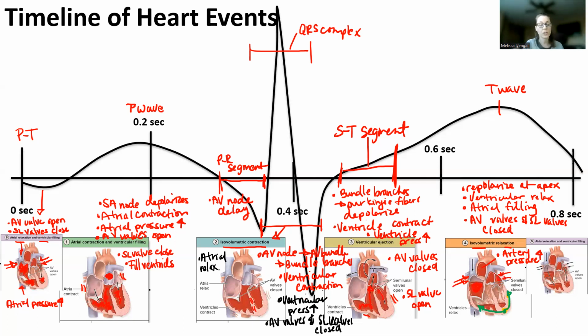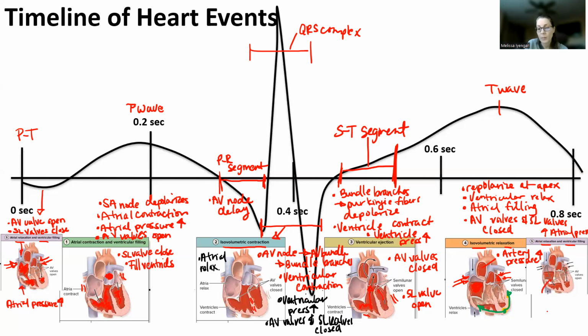Because you have that relaxation, you haven't completely relaxed everything yet. The AV valves are still closed, allowing for atrial filling, and the ventricle starts to relax. So this is when you start the whole process over again and you have atrial relaxation and ventricular filling. Okay, at this point, you now have higher pressure. Again, we're going to increase atrial pressure here. I'm sorry, we increase atrial pressure.